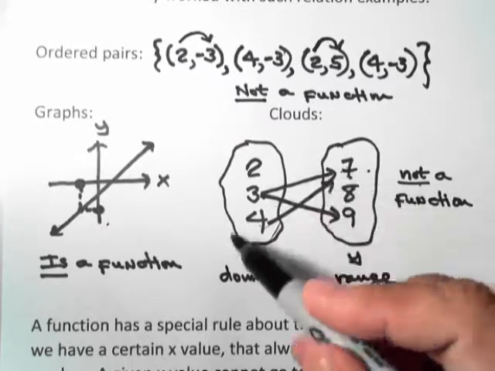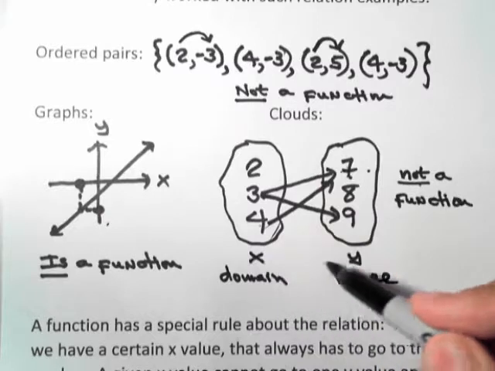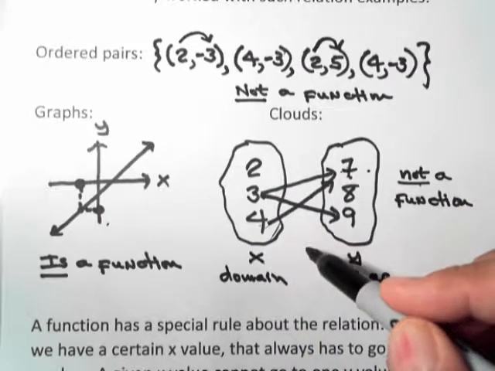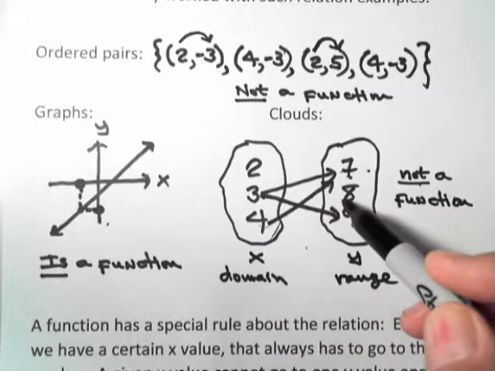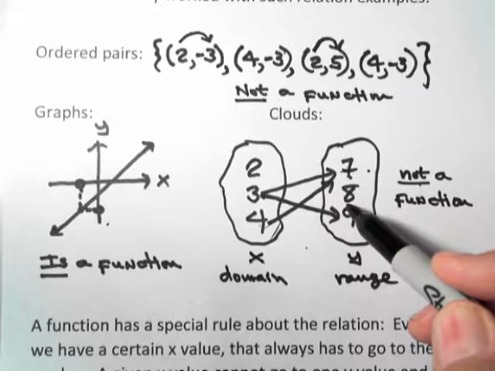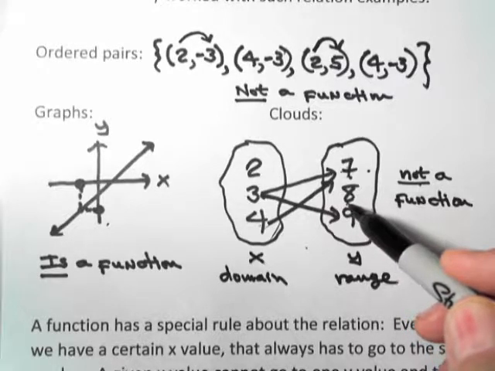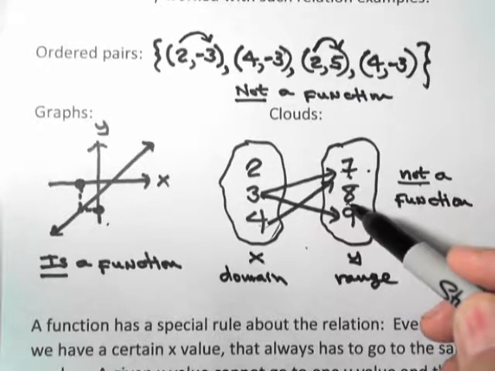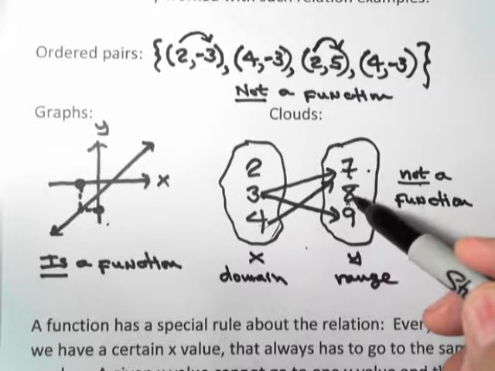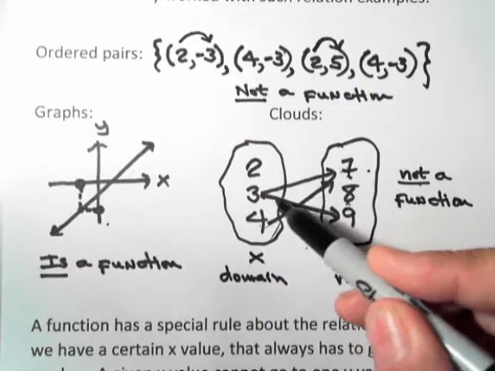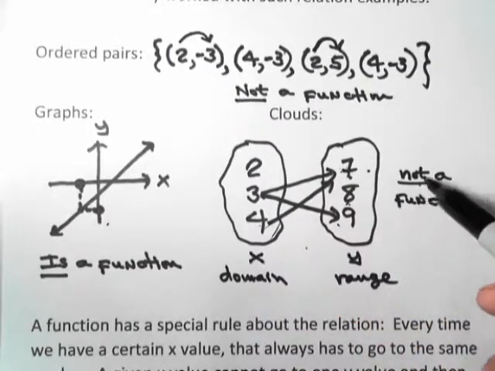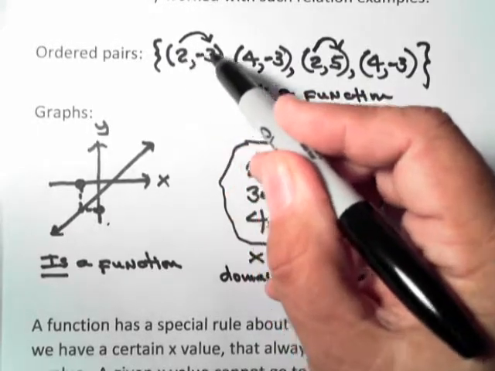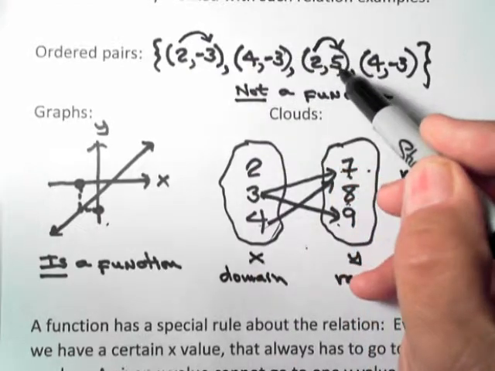But remember, when you're talking about xy values, they all have to follow the function rule to be a function. And as long as there's just one of the relations that goofs up, where the x value goes to different y's, and we see that here in the cloud, so it's not a function. We saw that up here in the ordered pairs, so it's not a function.